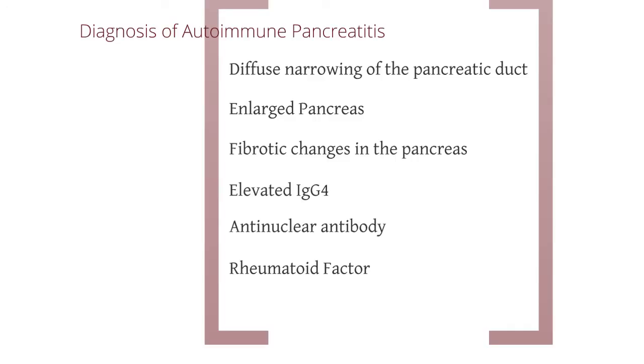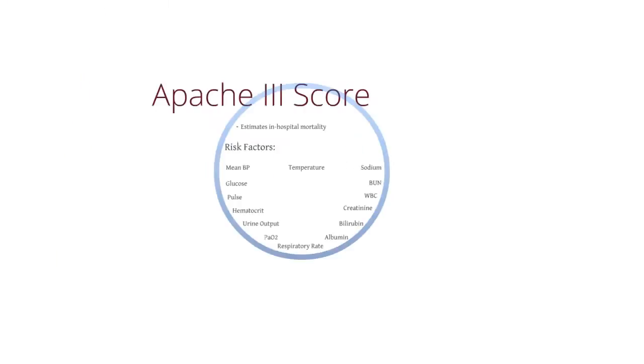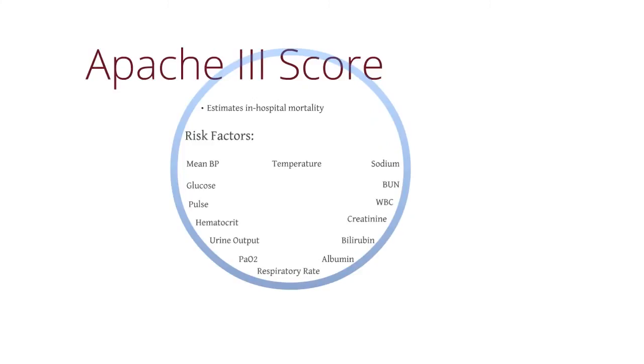Now, it's important to stratify patients with acute pancreatitis because acute pancreatitis can present with very mild to very severe forms. We can do this by estimating the Pancreatitis score, which estimates in-hospital mortality based on certain risk factors. These risk factors include mean blood pressure, glucose, pulse, hematocrit, urine output, PaO2, respiratory rate, albumin, bilirubin, creatinine, white count, BUN, sodium, and temperature. Using these factors, we can tell if someone is at higher risk for mortality versus lower risk of mortality.